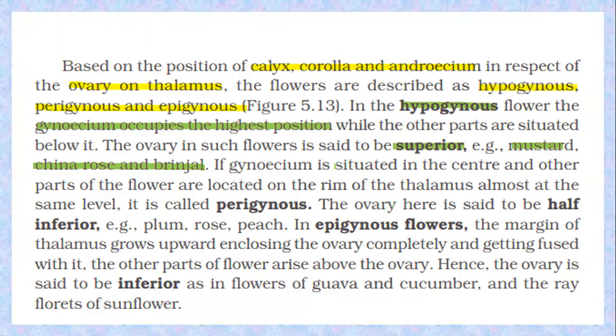In the perigynous condition, the gynoecium is situated in the center and all other floral parts are located on the rim of the thalamus. Here the ovary is said to be half inferior. Examples are plum, rose, and peach.